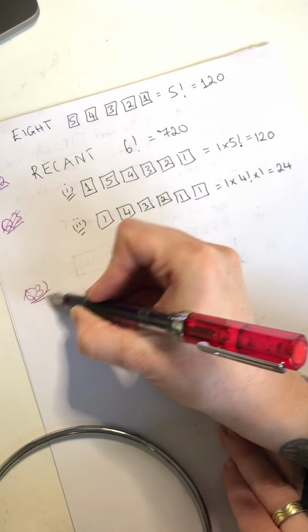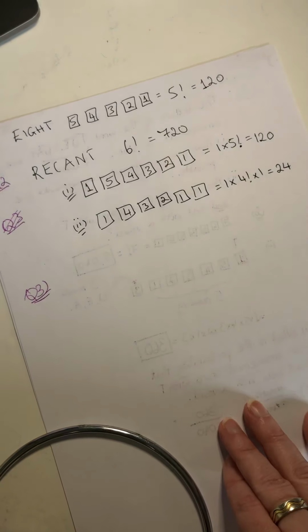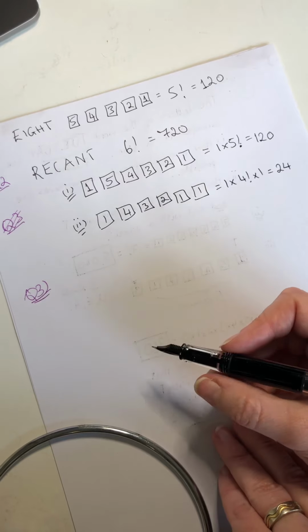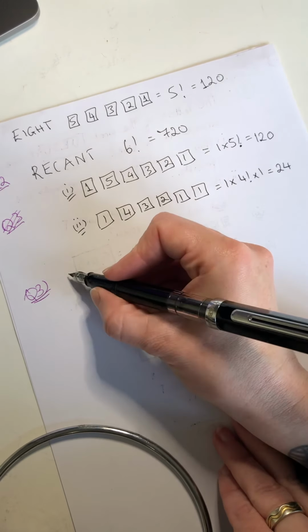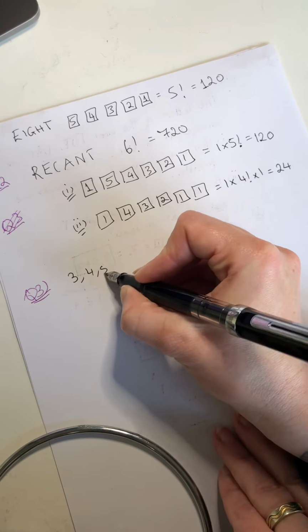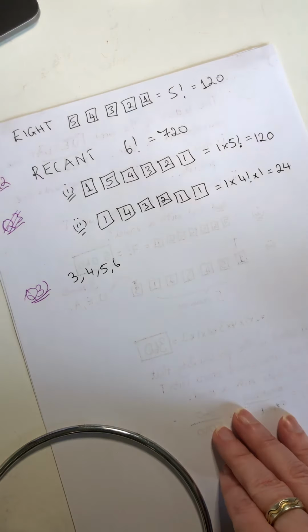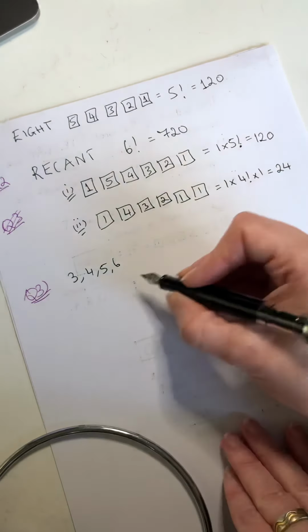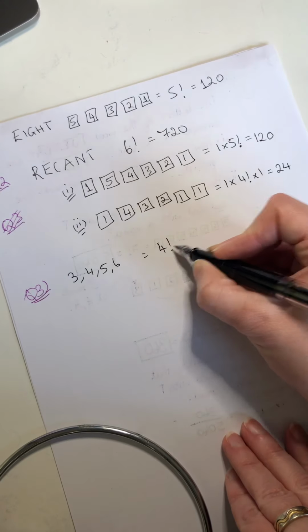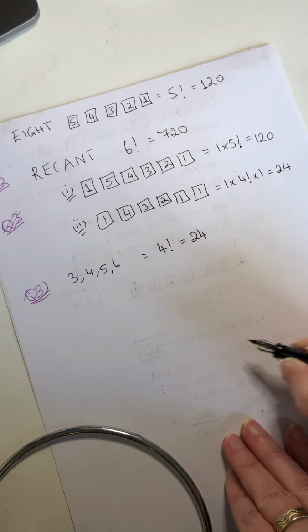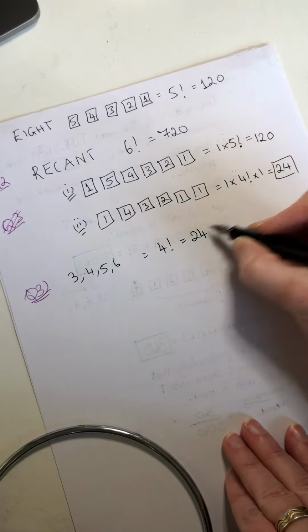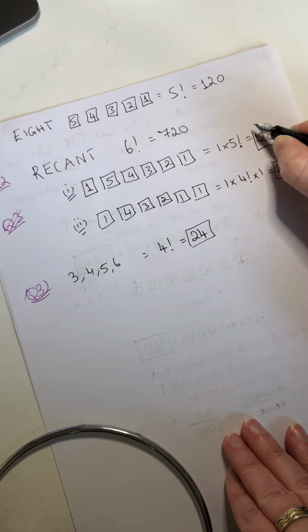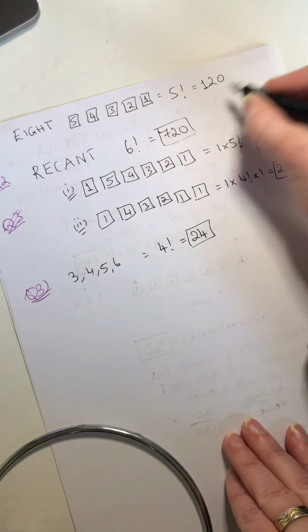Question 3 now. How many different 4-digit numbers can be formed using the digits 3, 4, 5, 6? It says if no digit can be repeated. That just means that we run out of choices. Once we've used the first one, we're then down to 3 choices, to 2 choices, to 1 choice. So again, that's going to be 4 factorial or 24 different arrangements. Those are my answers.